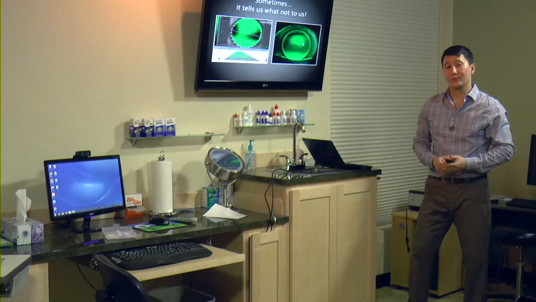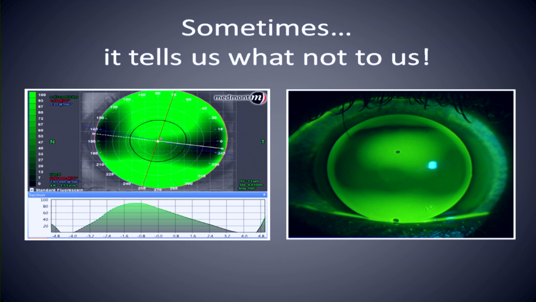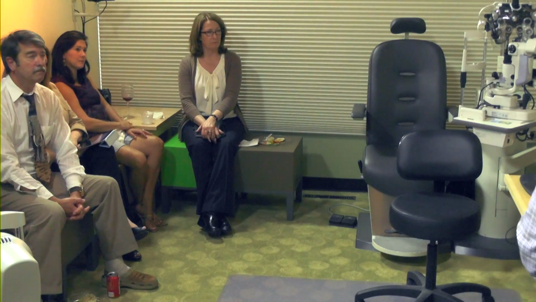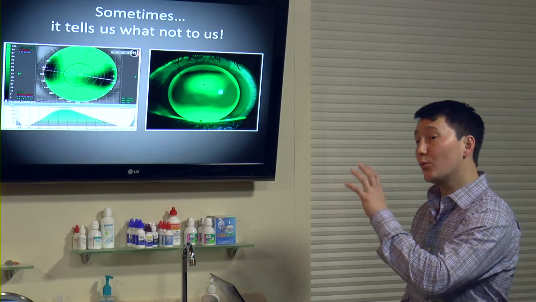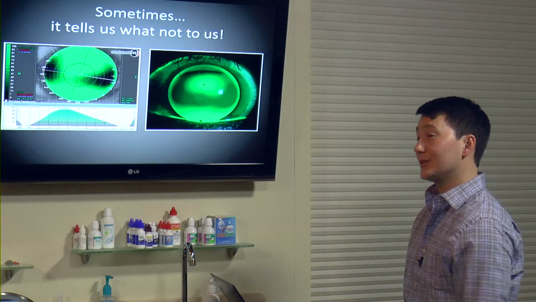So sometimes what the topographer tells us is what not to use, and that can be as valuable as telling us what we should use, because if we endeavor to fit this patient and we spend 20 minutes waiting for a GP to settle before we can evaluate whether it's going to work, we've just wasted that amount of chair time, wasted the patient's time. We should just have gone straight to a scleral right off the bat. So a really helpful thing, it's not just what it tells us to use, sometimes it tells us what not to use.